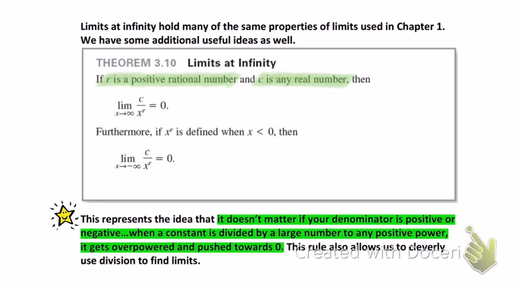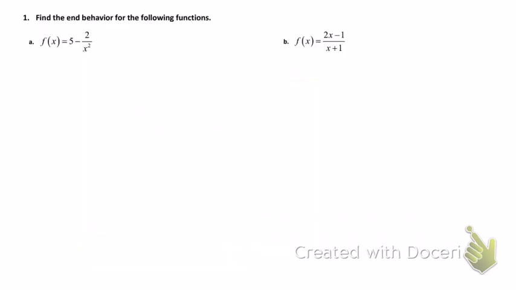Well, that makes sense. And the bottom here is reminding us that it really doesn't matter if the denominator is positive or negative. That when you've got some constant like c divided by a really large number, that fraction approaches 0, no matter what the sign of the denominator. Keep that in mind. That's real easy to mess up on. That's why I put a star by it. So let's take a look at the end behavior of these two functions. Remember, end behavior is what's going on when x is approaching infinity and what's going on when x is approaching negative infinity.